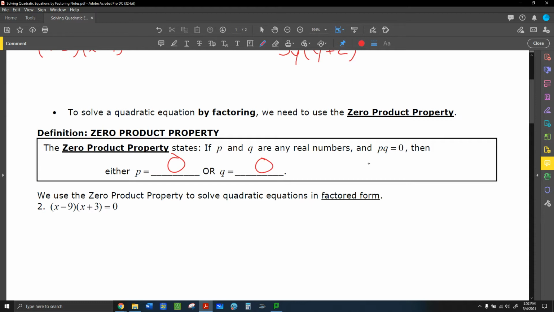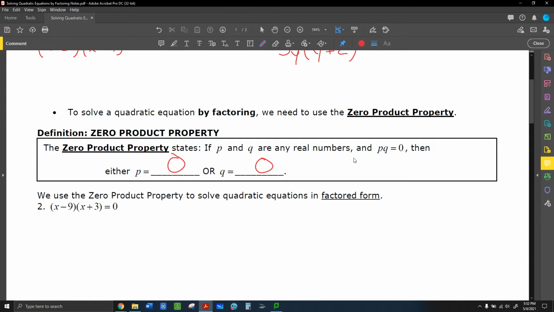And this is only true if p times q is equal to 0. If two things multiplied together equal 0, then that means that one of those factors has to be 0. So let's go ahead and just try a few examples and see how this works.